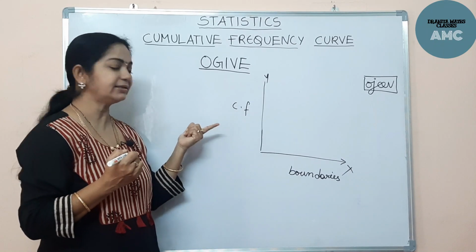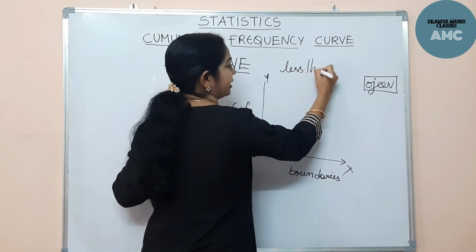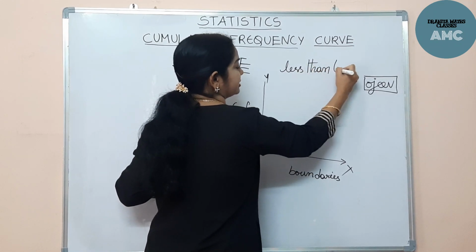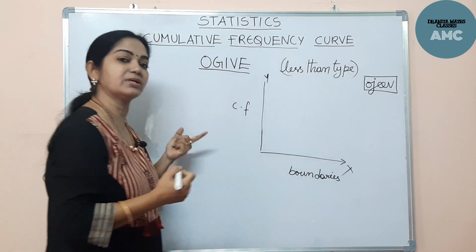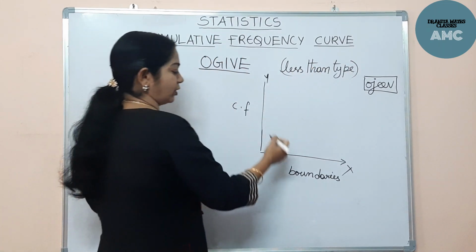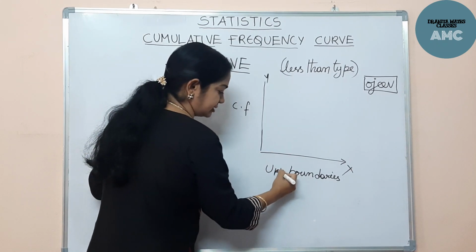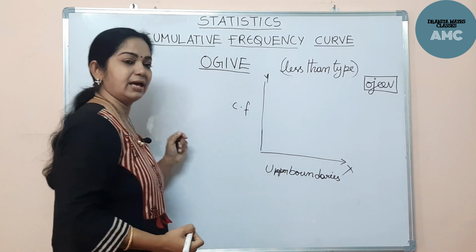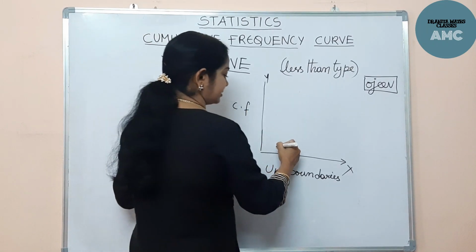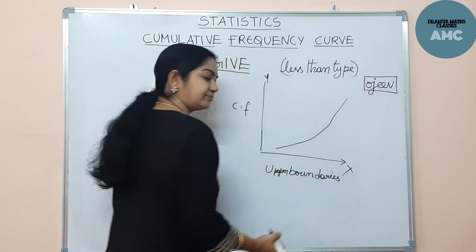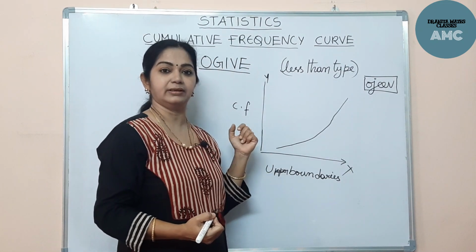This is the less than type ogive curve. In the less than type cumulative frequency curve, we will be plotting the upper boundaries on the x-axis and the cumulative frequencies on the y-axis. We will be getting some graph like this. Then how to find the median?